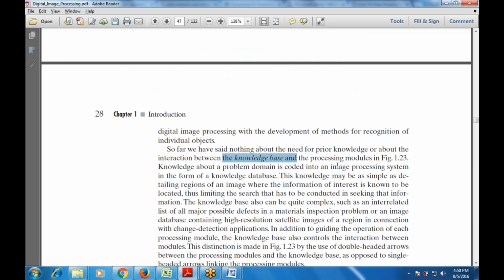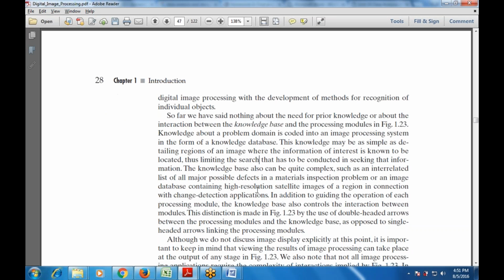And there is an interaction between the knowledge base and the processing modules, and knowledge about the problem domain is coded into the image processing system in the form of a knowledge database. This database can be quite complex, such as an interrelated list of the major possible defects in a material inspection problem, or an image database that contains high resolution satellite images of a region in connection with change detection applications.